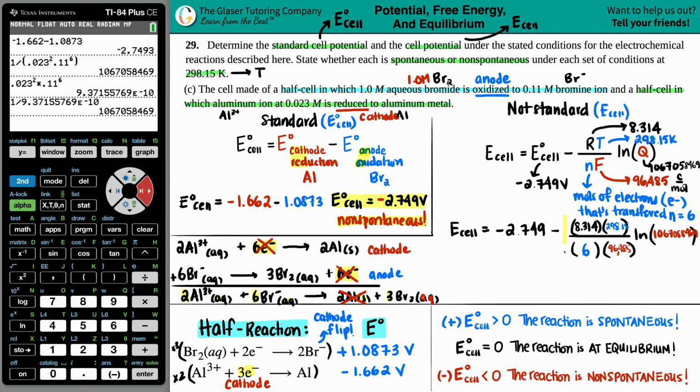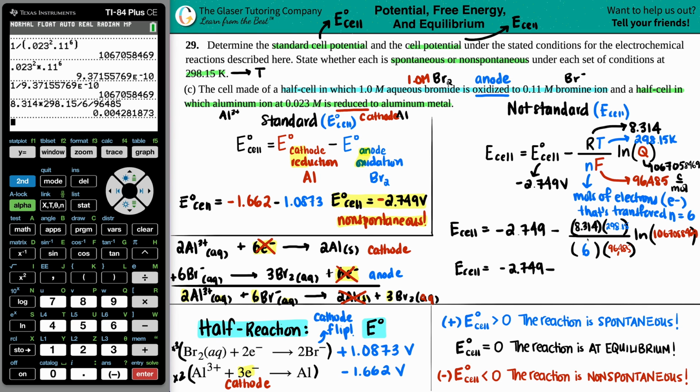Big suggestion here, get rid of this, right? Just make this into one nice number. So that's the first thing that I'm going to do. I'm just going to simplify that. So E cell equals negative 2.749 minus, let's see what this number is. So I'm going to say 8.314 times 298.15 divided by 6. And since I'm not using parentheses here, I'm just going to press divide again to get that Faraday's constant in the denominator. I'm just checking. Everything looks good here. Press enter.